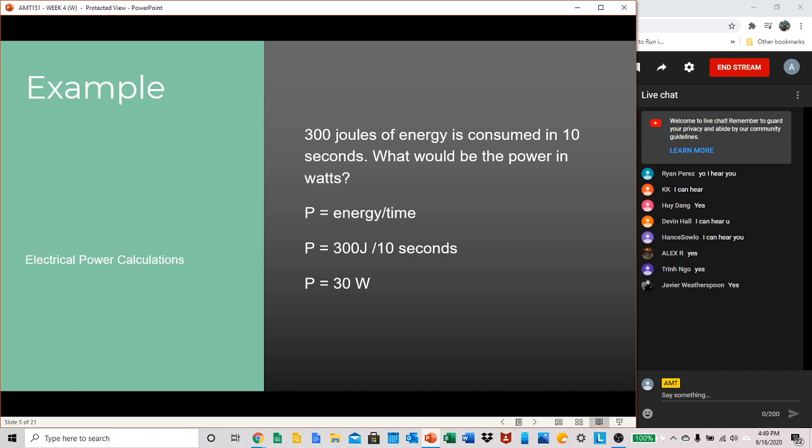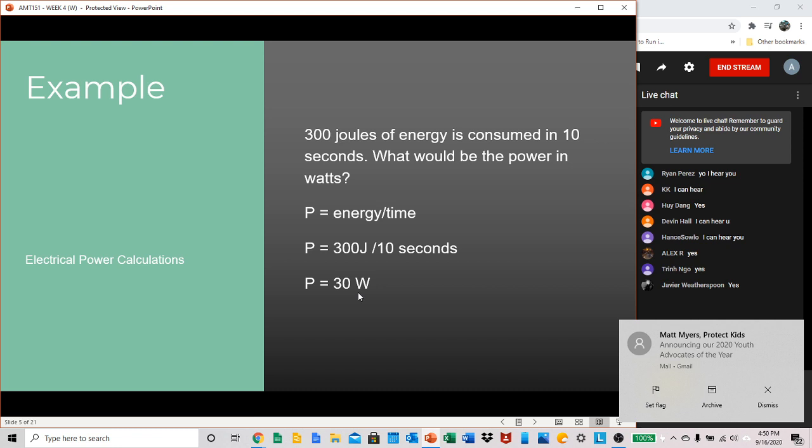So here's an example of that. Let's say we have 300 joules of energy that's consumed in 10 seconds. What would be the power in watts? So if we take our equation, we have our power, capital P, equals energy over time. That's our equation, right? So we have here our 300 joules, that's our energy that's being consumed in 10 seconds. In order to get to the power in watts, you would divide the two, calculate out the equation as it is, and that would give you the power would equal 30 watts.